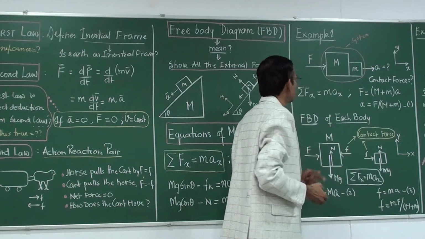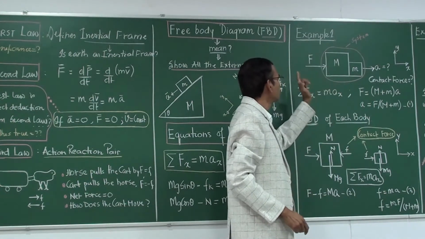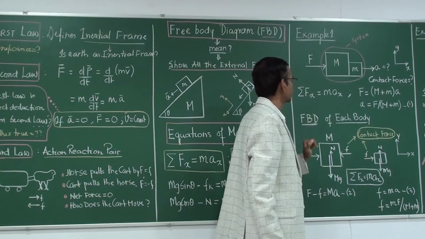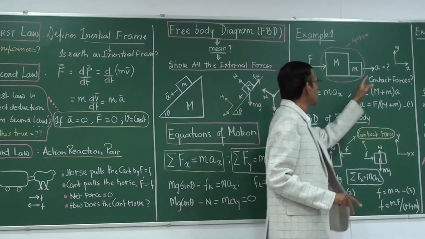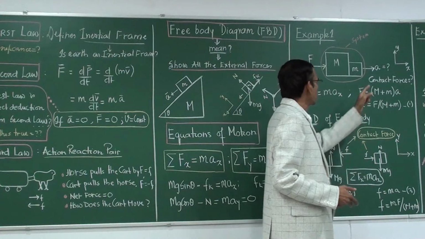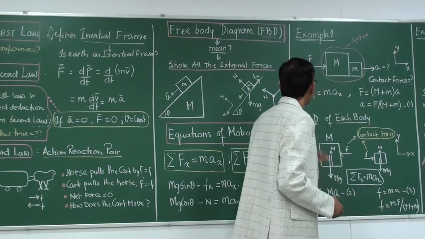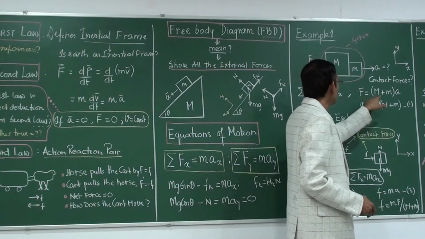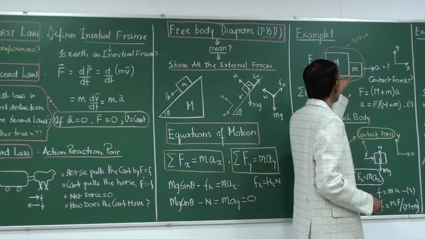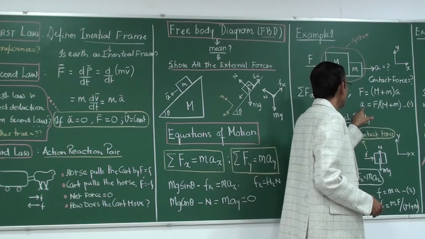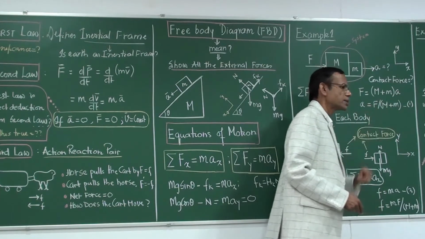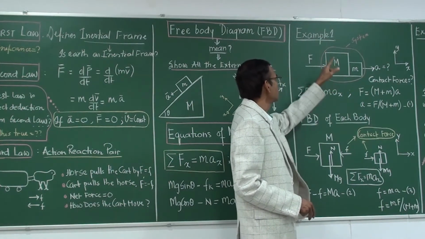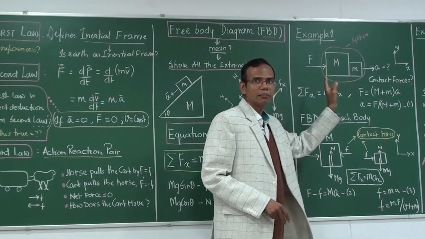Once I have chosen the system, I write the forces acting on it. So there is only one force F. There is no internal force. I have to calculate the acceleration as well as the contact force; that we will do later. So sigma Fx is equal to max. F is equal to M plus m, that is my system mass, into a. So a is F divided by M plus m. It is as simple as that. The concept that I would like to focus on is choosing the right system. That is very important.